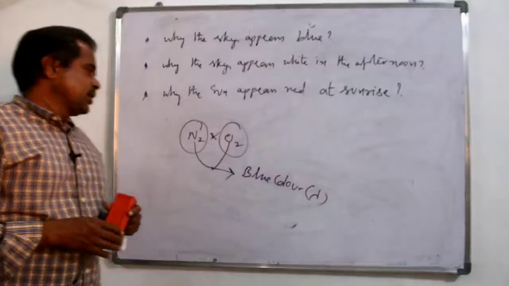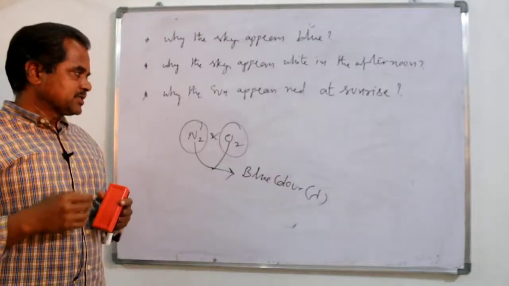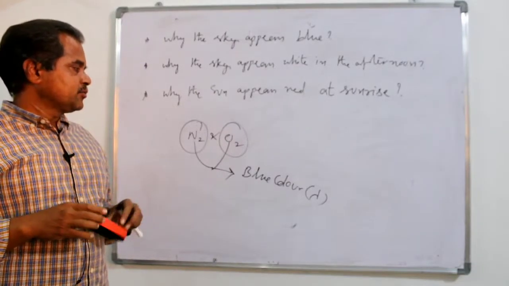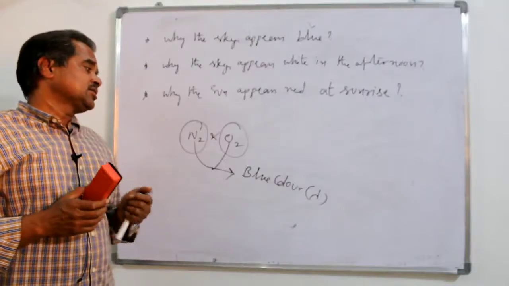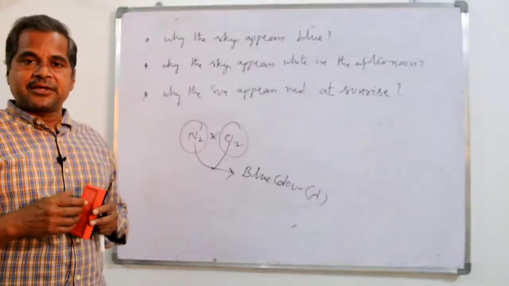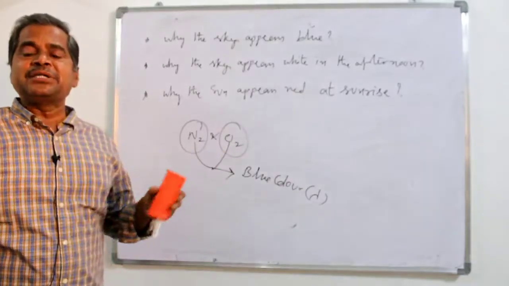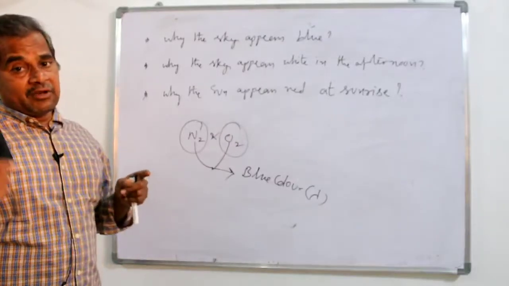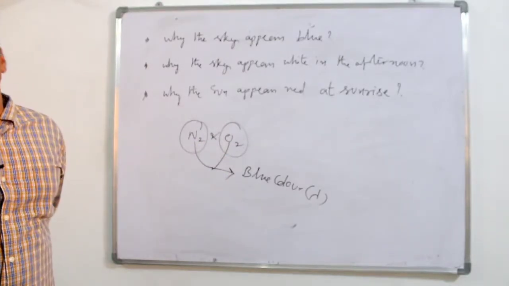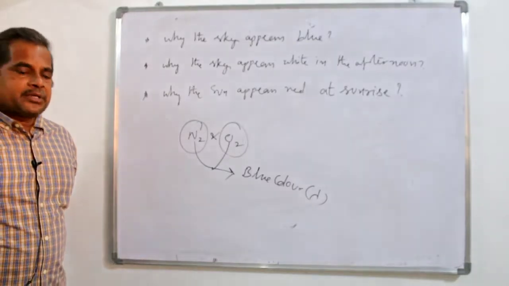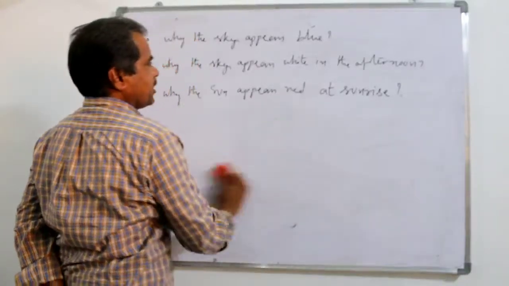So why does the sky appear blue in color? The light rays which come from the sun travel through the nitrogen and oxygen particles. In other words, if the nitrogen and oxygen particles are present more in the air, at the time the light rays travel through those particles, all those particles emit blue color, because the wavelength of the blue color is comparable to the size of the nitrogen and oxygen particles, so at that time the sky appears blue.